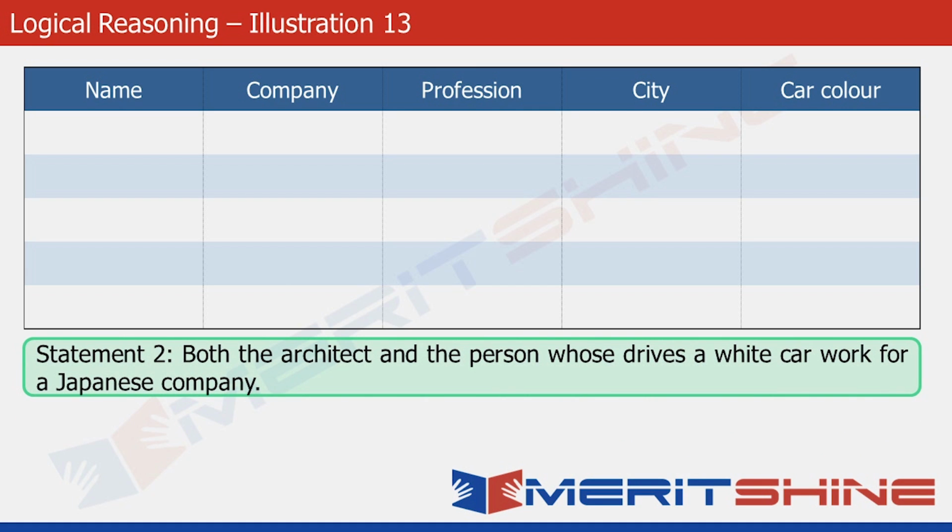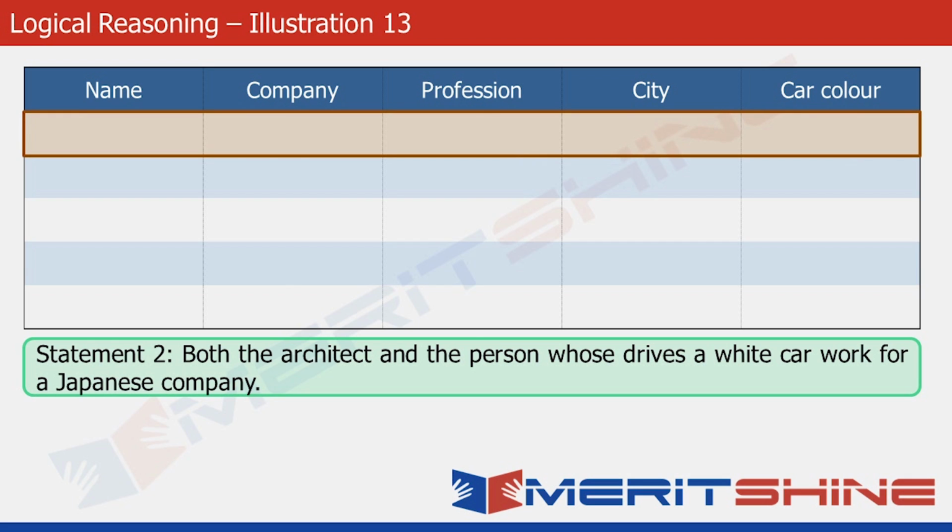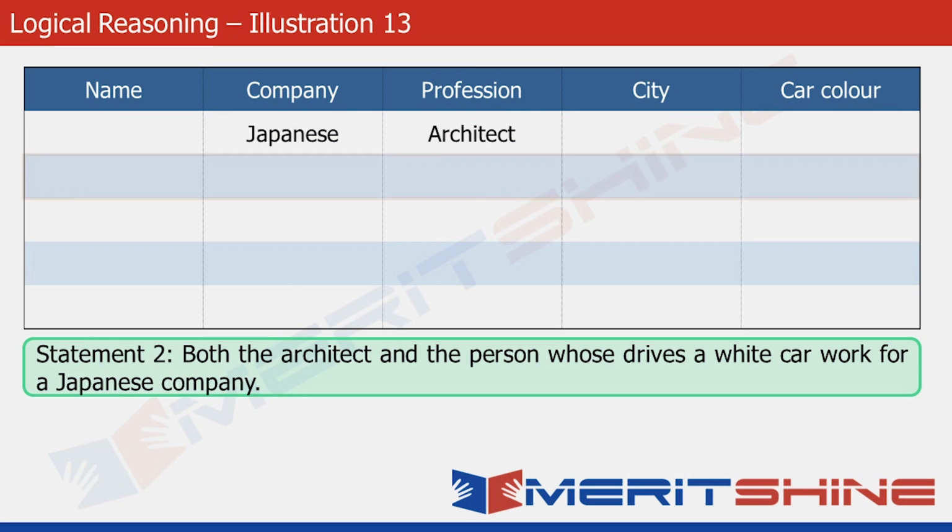Statement 2 reads that both the architect and the person who drives a white car work for a Japanese company. So it basically gives us 2 pieces of data. One, that the architect works for a Japanese company, and two, that the person who drives a white car works for a Japanese company. So let's put it in 2 different rows. Let's take this row first. Let's put the architect bit here. Now let's take the second row and put the second piece of data in this row. So we still don't know the name of this person who drives the white car, but we know that he works for a Japanese company.